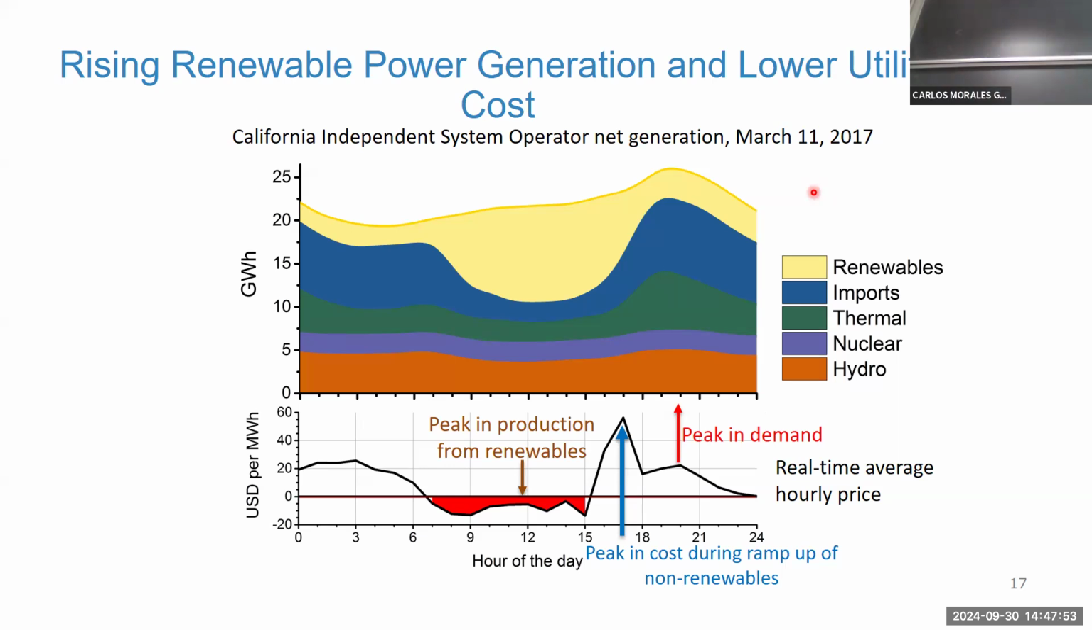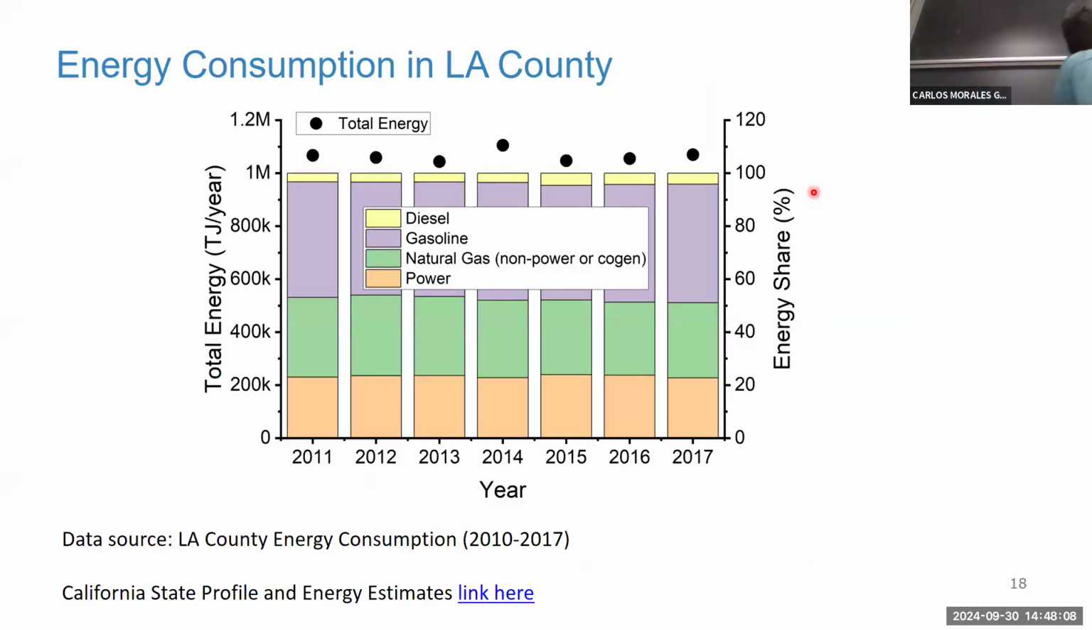I recommend that you go into the California Independent System Operator, net generation, and you can look at data from more recent years. This is 2017, but that has changed a lot in the last couple of years, okay? This is just power. If you live in LA, this is the distribution of energy consumption of each one of you.